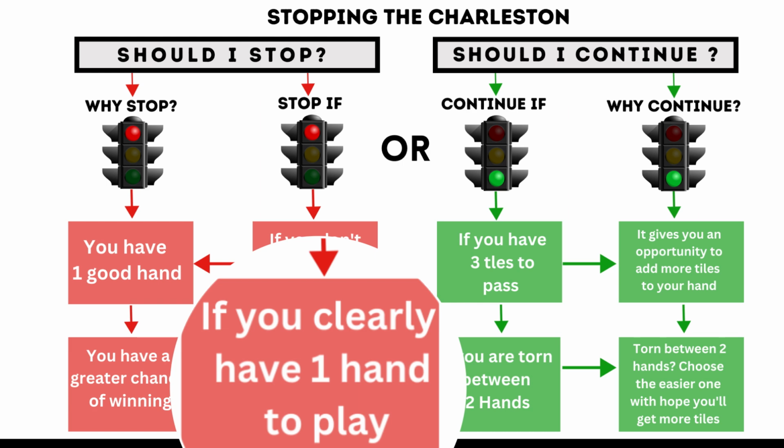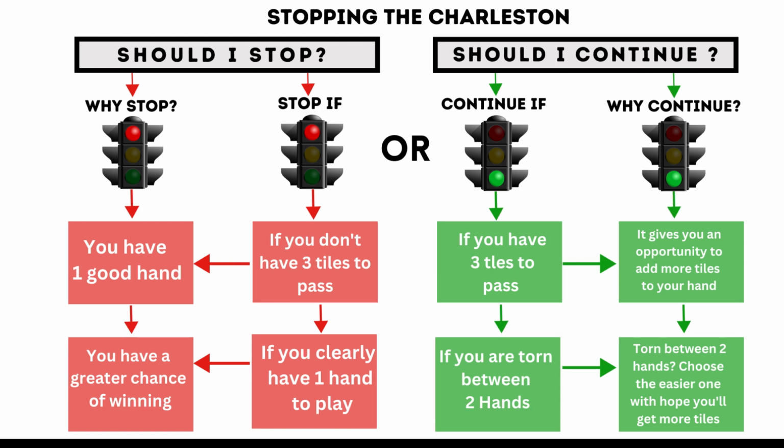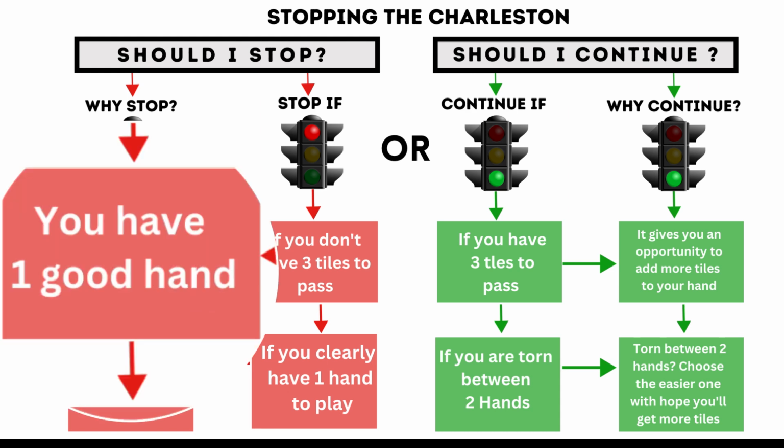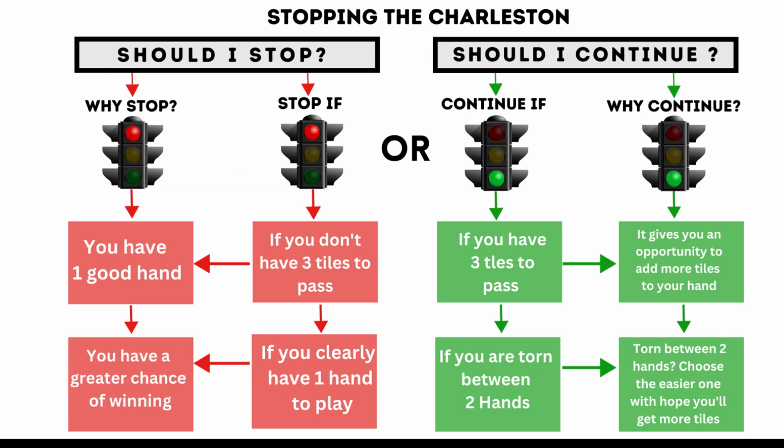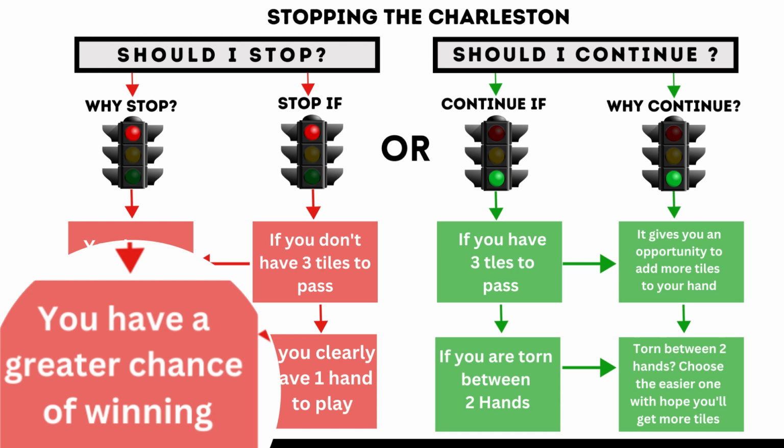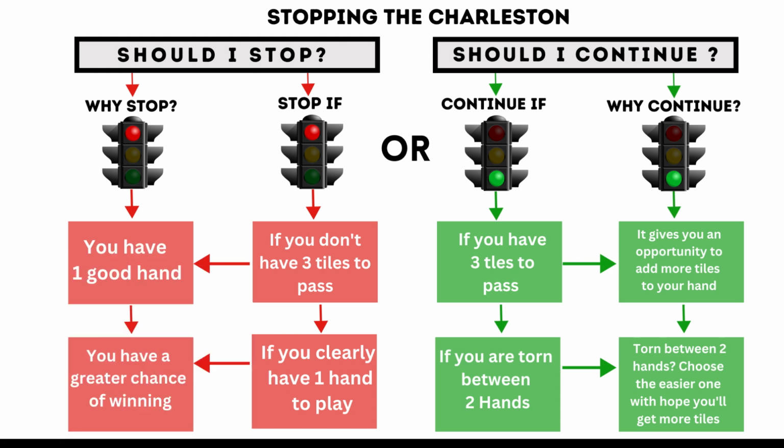Now, why should you stop the Charleston? Well, if you don't have 3 tiles to pass, then you have 1 good hand. Why should you stop the Charleston if you clearly have 1 hand to play? Because then you have a great chance of winning. So as you can see, the criteria is quite simple for whether you should stop the Charleston or not.